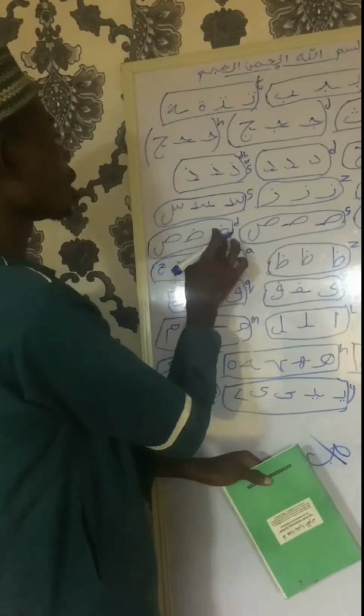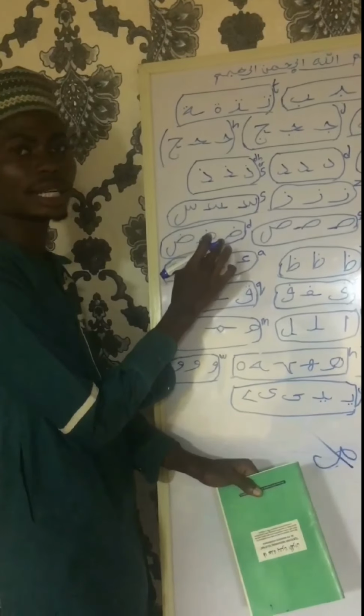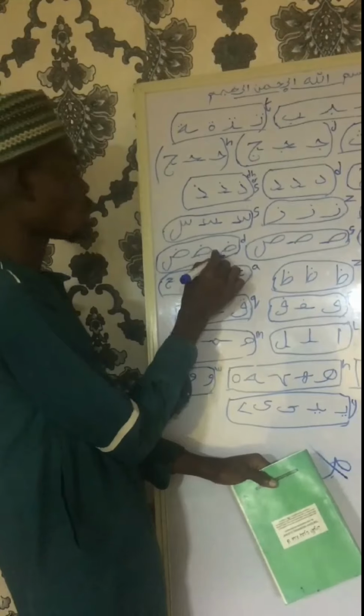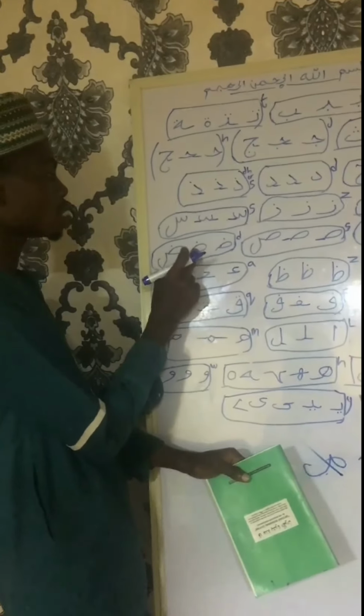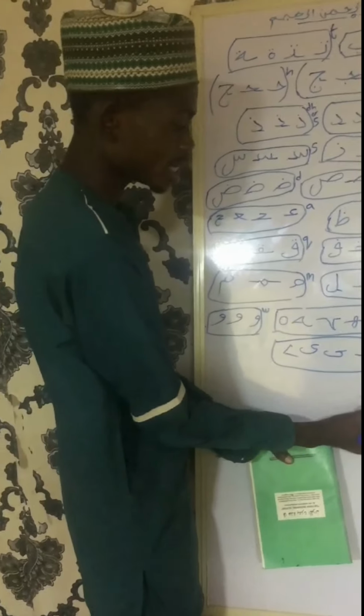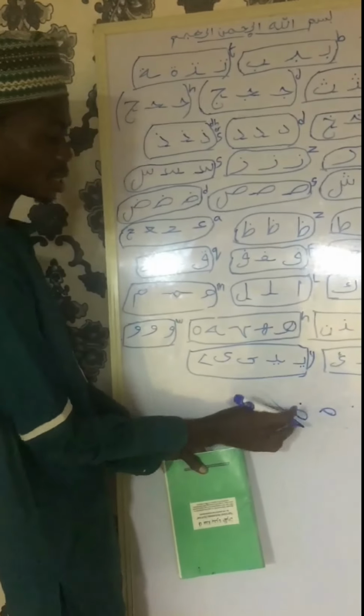So let's go to letter dot. Letter dot is very similar to letter D. Look at it: at the beginning it looks like this, in the middle it looks like this, while at the end it looks like this. But in the Arabic alphabet, dot is used like this, with a dot on top.